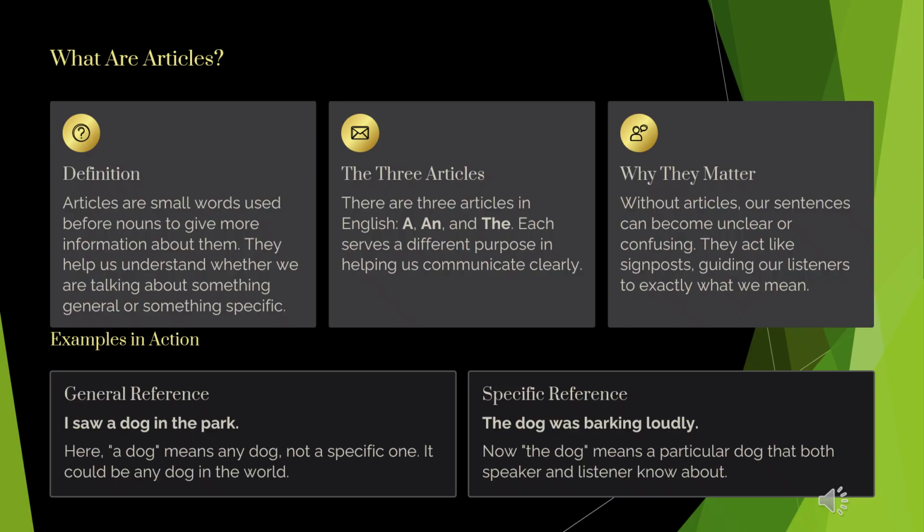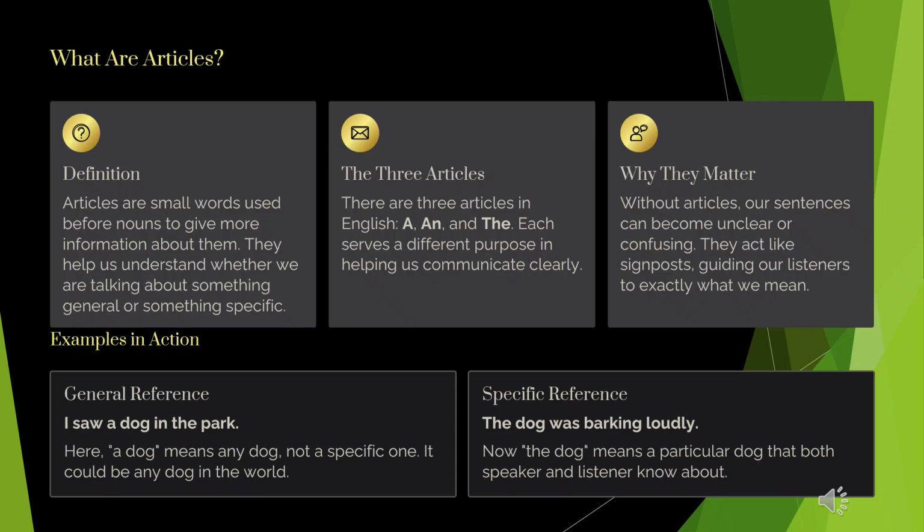Definition. Articles are small words used before nouns to give more information about them. They help us understand whether we are talking about something general or something specific. There are three articles in English: a, an, and the. Each serves a different purpose in helping us communicate clearly.